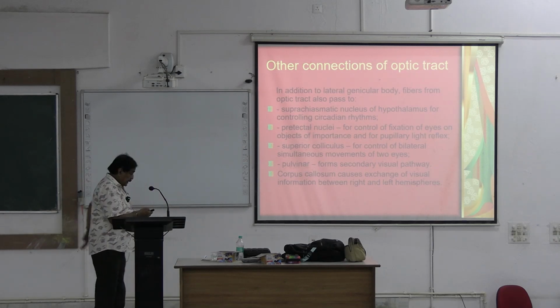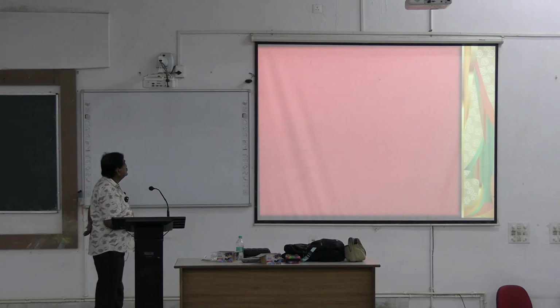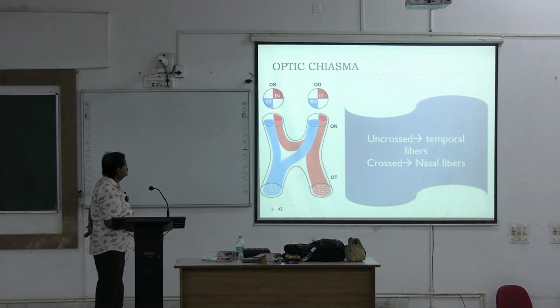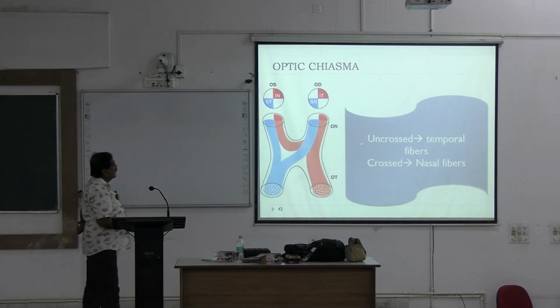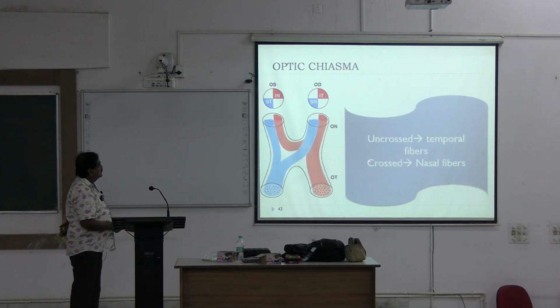Okay. Now, the optic chiasma. Uncrossed temporal fibers, crossed nasal fibers. This is crossed, this is crossed. So, uncrossed temporal fibers, crossed nasal fibers.